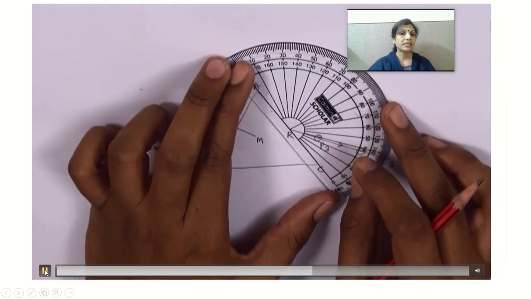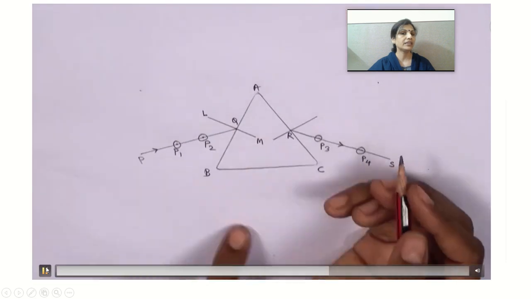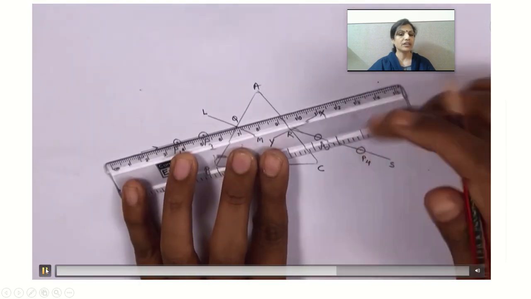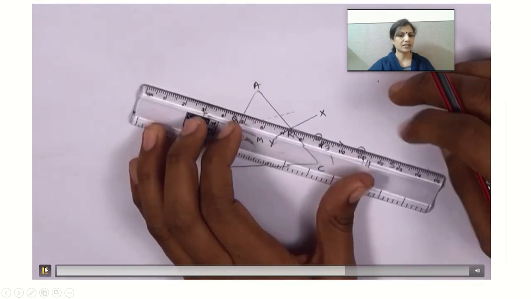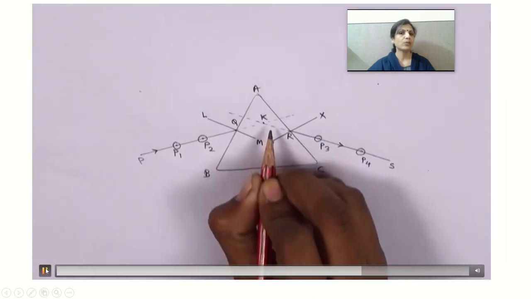Now we will extend the incident ray and we will also extend this emergent ray, which is RS. These two rays intersect at one point and we have given the name K to that point. So at K, because of the intersection of the incident ray and emergent ray, an angle is formed and that angle is called the angle of deviation.